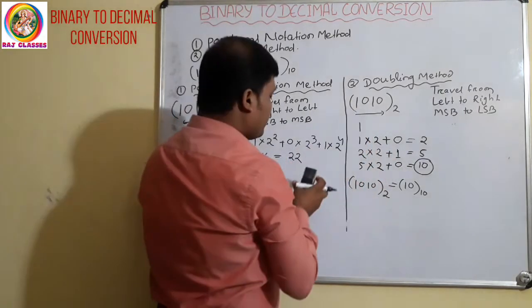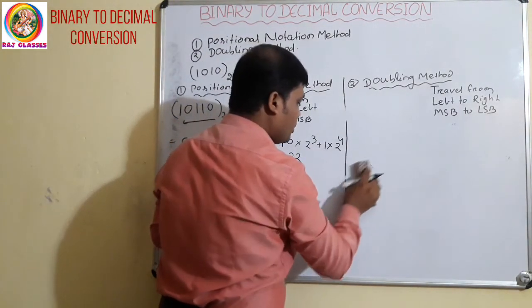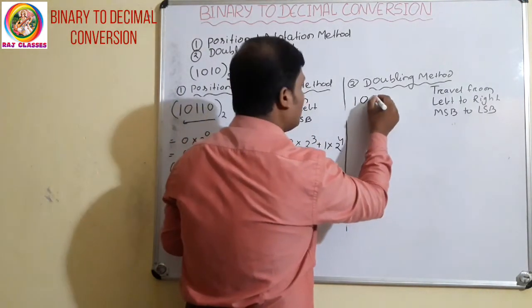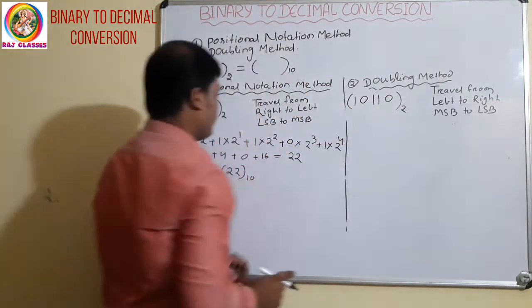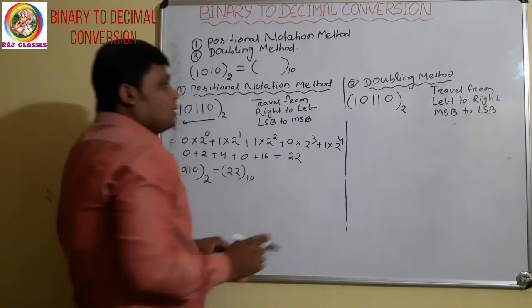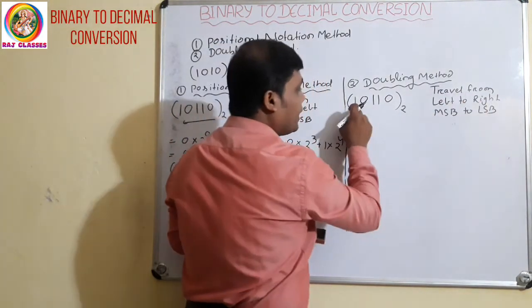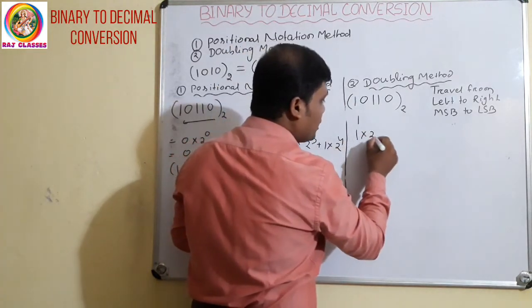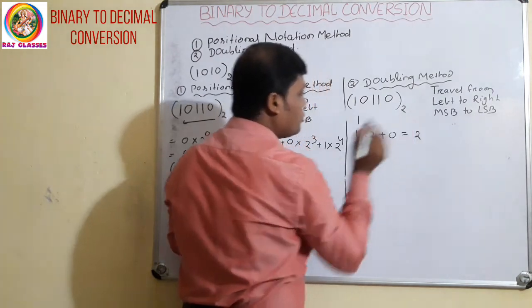Come to the second method. Same question I am doing. Just see, 10110 base 2. Clear? Take the first digit, travel from left to right, take the first digit, then double it and add it with the next digit. This will be 0, this will be 2.